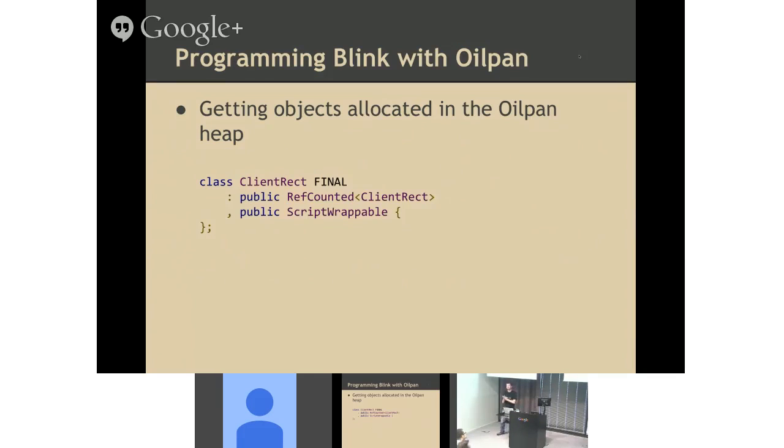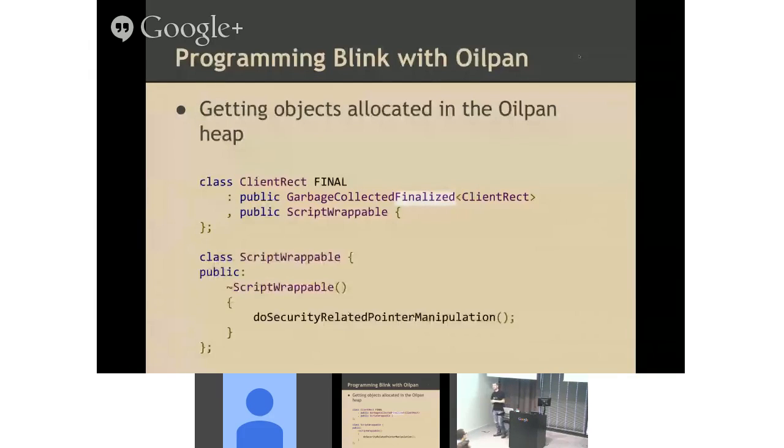So let's have a little example. Here's a class client rect. It is currently ref counted, and it's also script wrappable. In order to move that from ref counting into the Oilpan heap, you just replace ref counted with garbage collected finalized. So why did I choose finalized here? Well, script wrappable has a destructor, and that does some work. It doesn't really matter what it does, but it does something, right? So if I do not call the destructor on client rect, then the script wrappable destructor will not run, and we will not run this code.